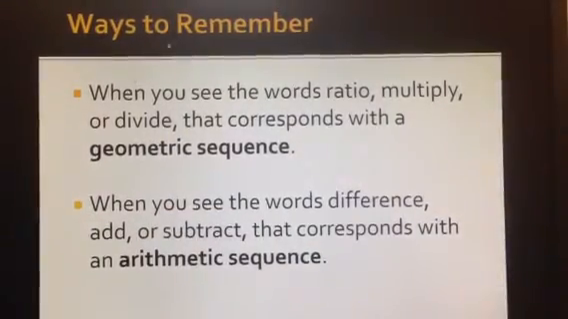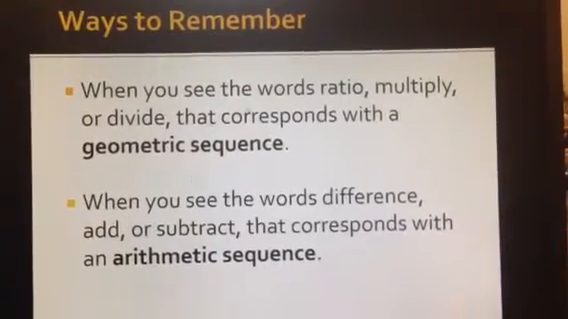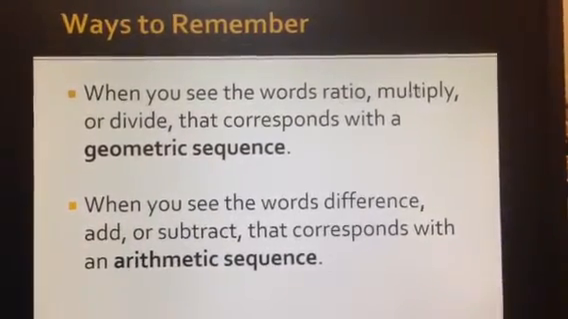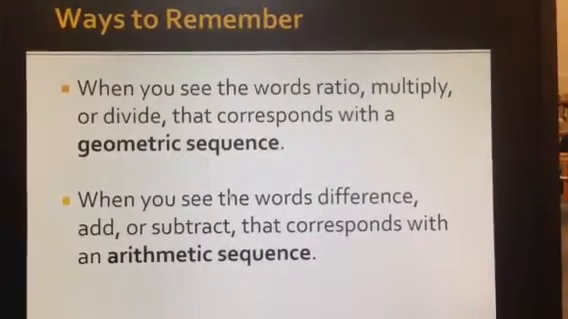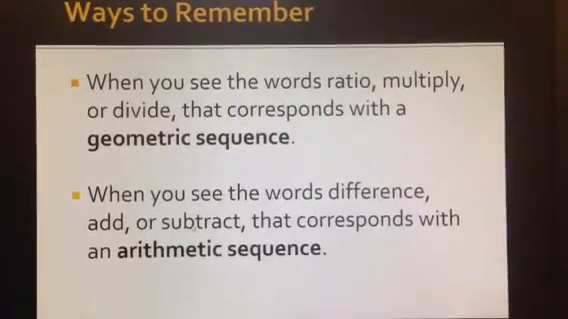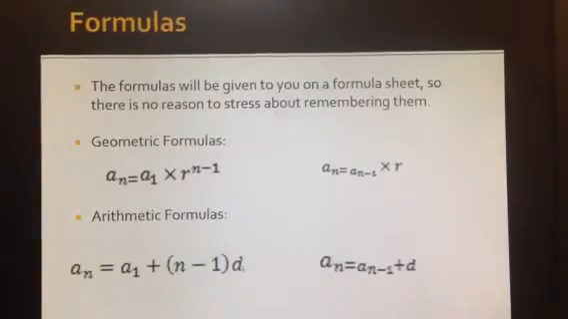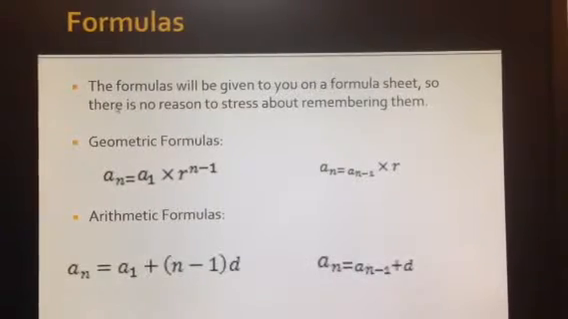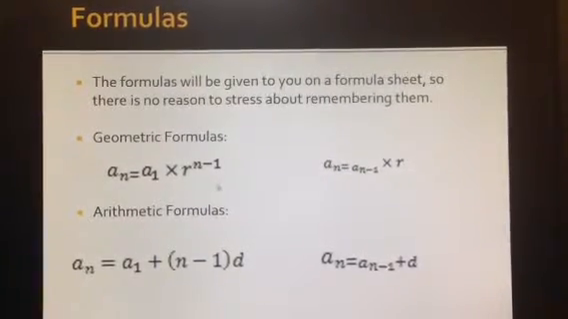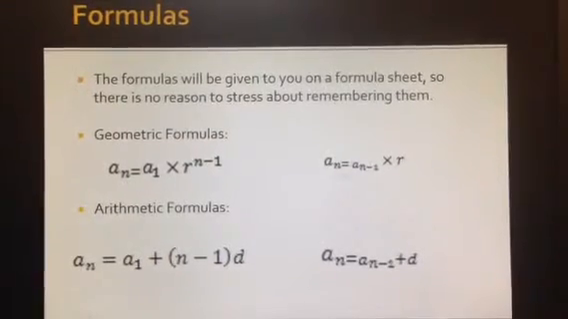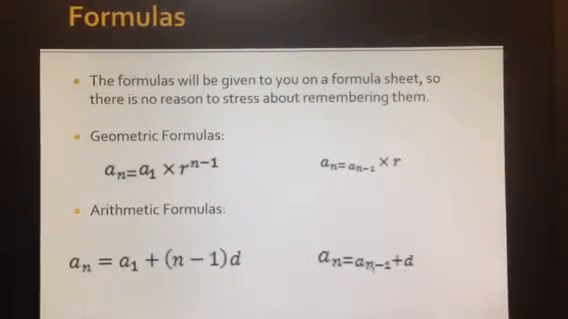A couple ways to help you remember geometric and arithmetic sequences: when you see the words ratio, multiply, or divide, those usually point to a geometric sequence. And when you see the words add, subtract, or difference, those usually point to an arithmetic sequence. The formulas are given to you on the SOL formula sheet, so you don't need to worry about remembering those. And here are your two geometric formulas and your two arithmetic formulas.